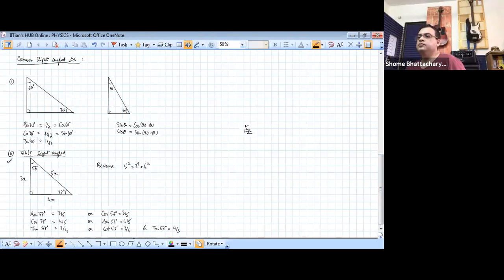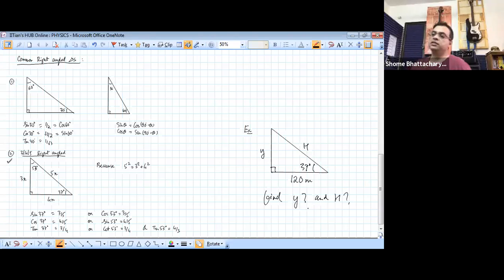So for example, if we have a right angle triangle like this, whose base is, let's say, 120 meters, and this angle is 37 degrees. Now I say find out the perpendicular and the hypotenuse. So find y and h. Given that this angle is 37 and this angle is 90, you can use trigonometry here to do this.